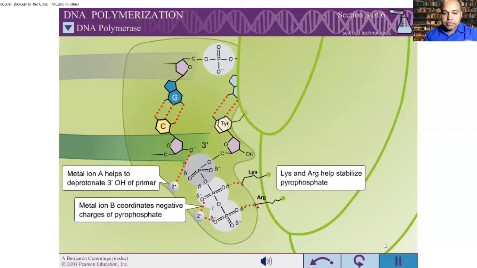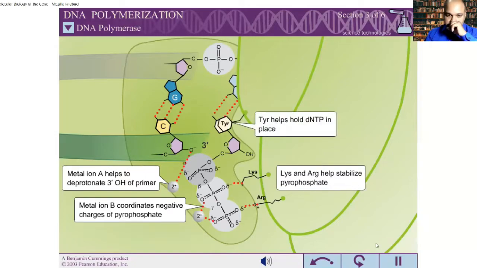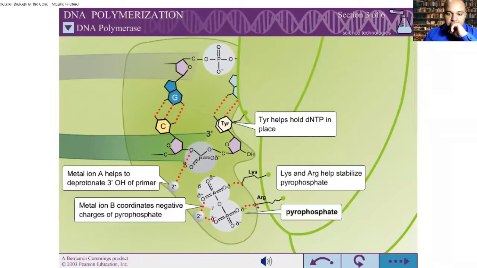Next point. And through stacking interactions, a tyrosine residue attached to the fingers helps to hold the dNTP in place for catalysis. Now, this tyrosine is going to hold the deoxynucleotide triphosphate for the catalysis to take place. This tyrosine molecule is also present over the finger domain. Tyrosine molecule finger domain पे होता है, lysine finger domain पे होता है, arginine finger domain पे होता है.